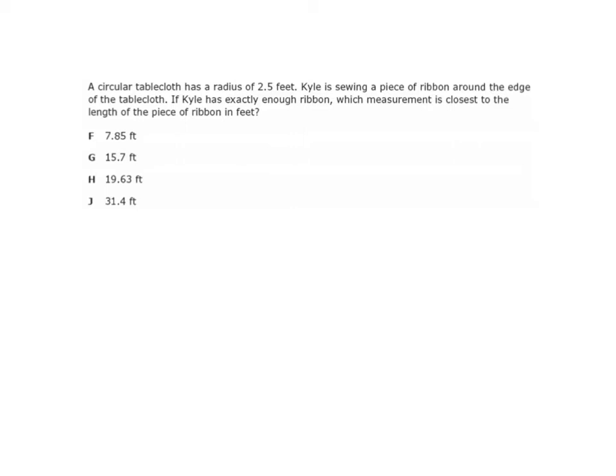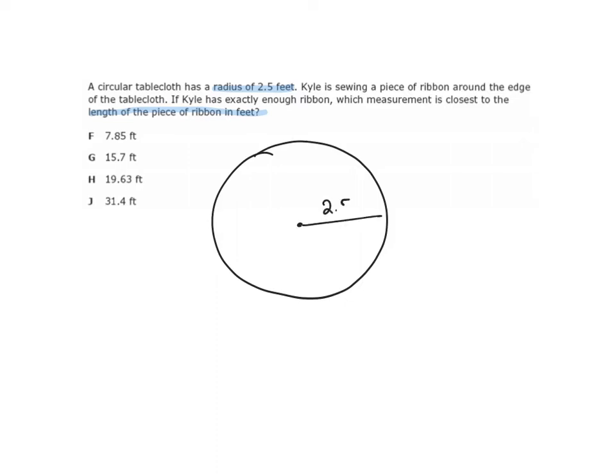We're told that a circular tablecloth has a radius of 2.5 feet, and that Kyle is sewing a ribbon around the edge of the tablecloth. If Kyle has exactly enough ribbon, which measurement is closest to the length of the piece of the ribbon in feet? So here's Kyle's tablecloth. It has a radius of 2.5 feet. And we want to know the distance around the circle because that's where he is sewing the ribbon. That distance is called the circumference.